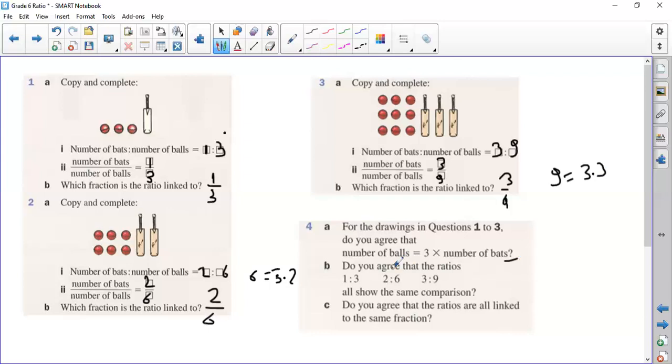Do you agree that the ratios 1 to 3, 2 to 6, and 3 to 9 all show the same thing? Of course, we know that all these fractions are equivalent fractions. So they are linked to which fraction? To the fraction 1 over 3, all of them. Okay, so these ones will be the answers of the exercises.